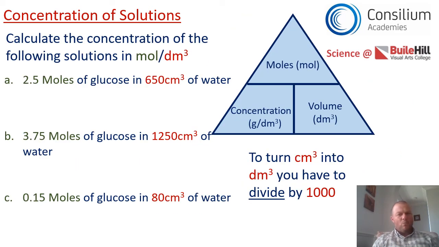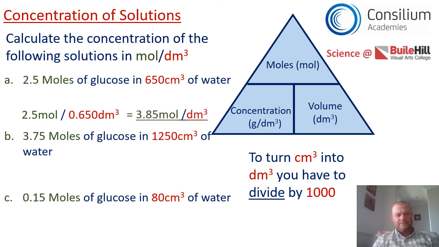I've only given you one basic example of how to express concentration as moles per decimeter cubed, but there are 3 questions on the screen for you now. Pause the video and have a go at all 3 of those. How did you do? So the first one will be 2.5 divided by 0.650, giving us an answer of 3.85 moles per decimeter cubed. In the second one, it will be 3.75 divided by 1.25 decimeters cubed, which gives us an answer of 3 moles per decimeter cubed.